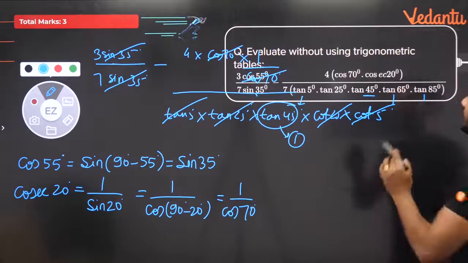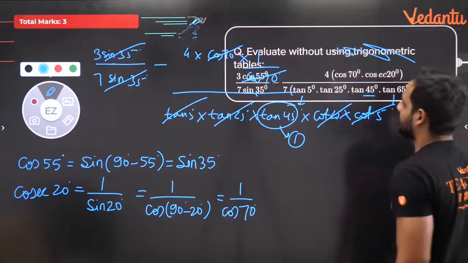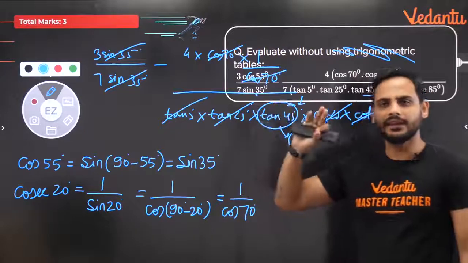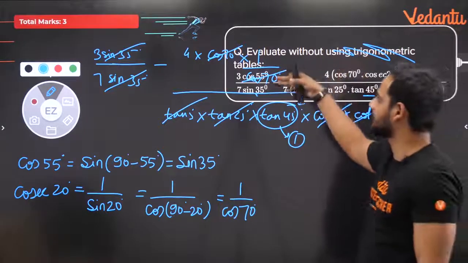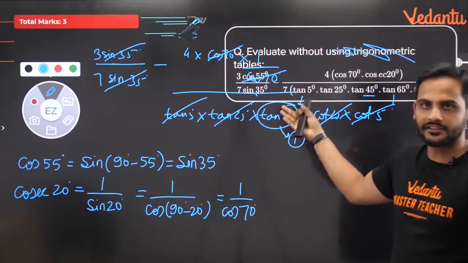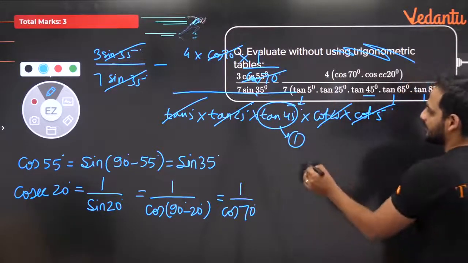Although it is given without using trigonometric tables, we have to use tan 45. That part is an exception here. In an exam it will not be told like that, because other values we don't know. tan 45 we know and it cannot be cancelled with anything else. So tan 45 is equal to 1. So this will become that part.